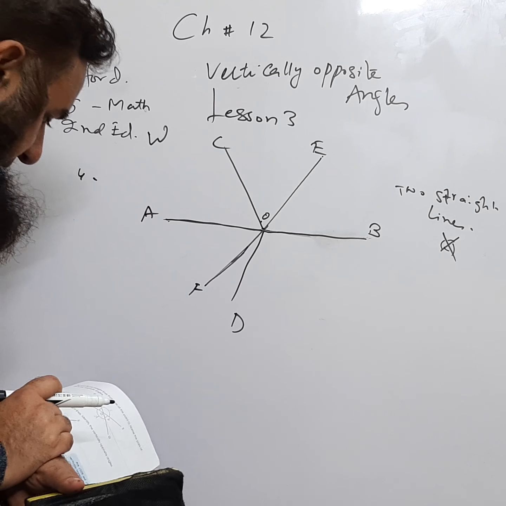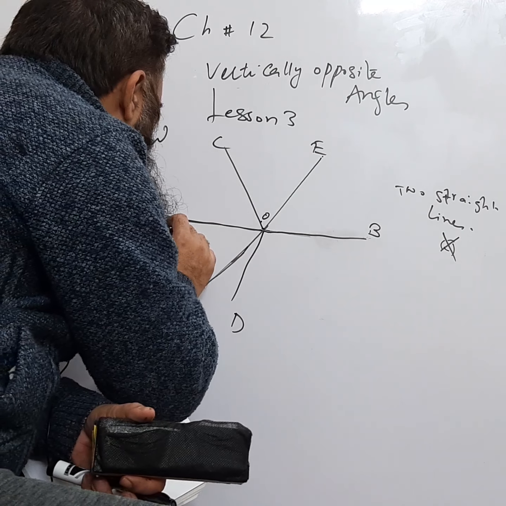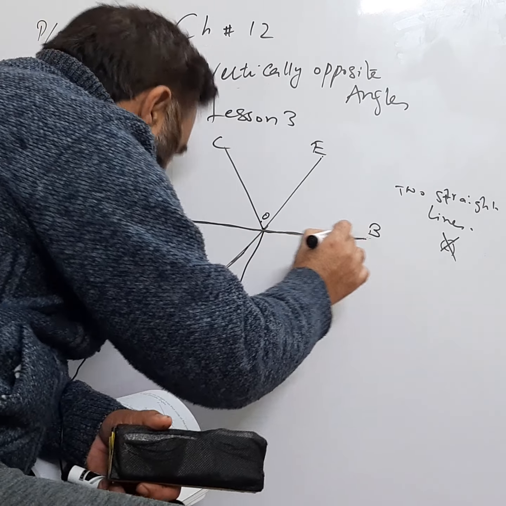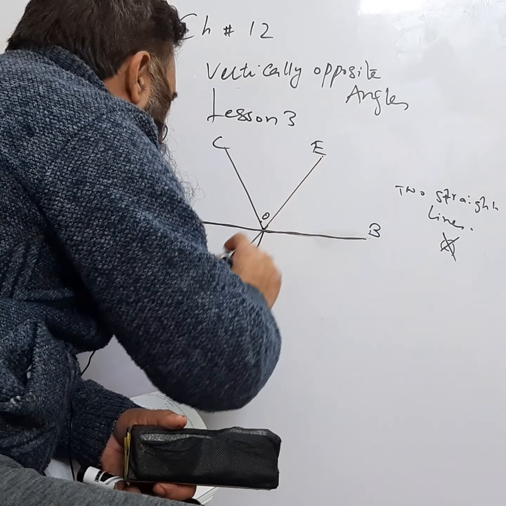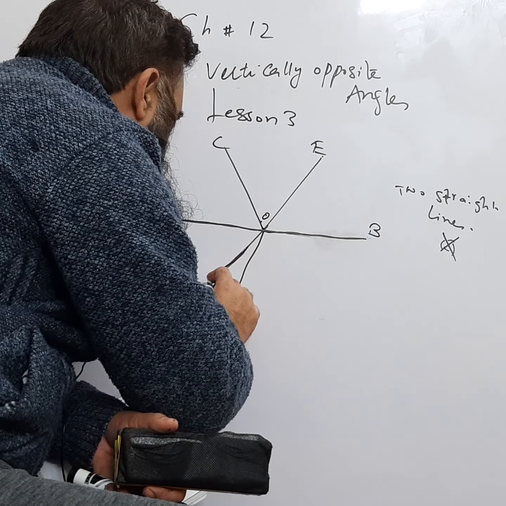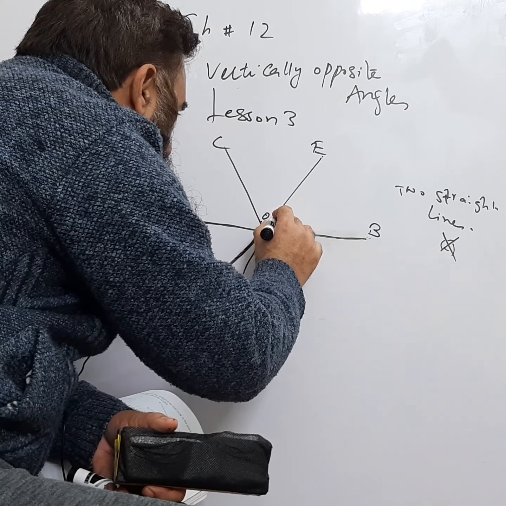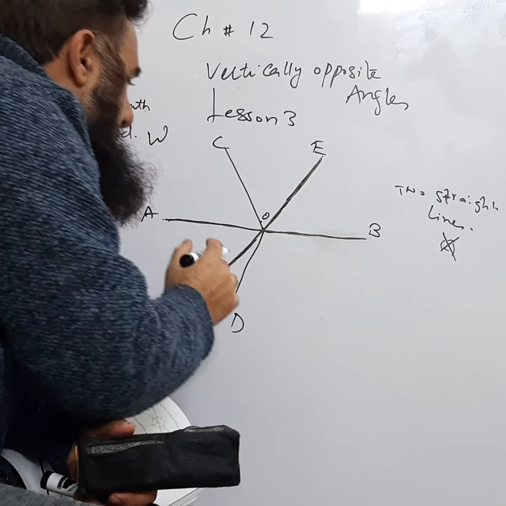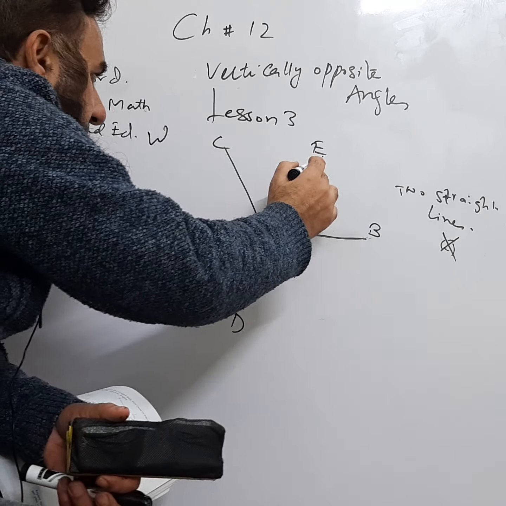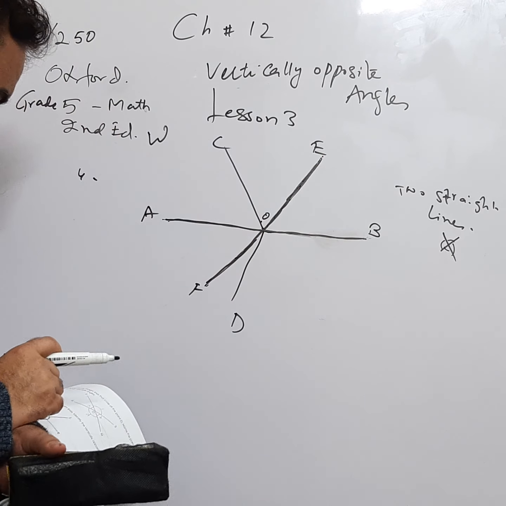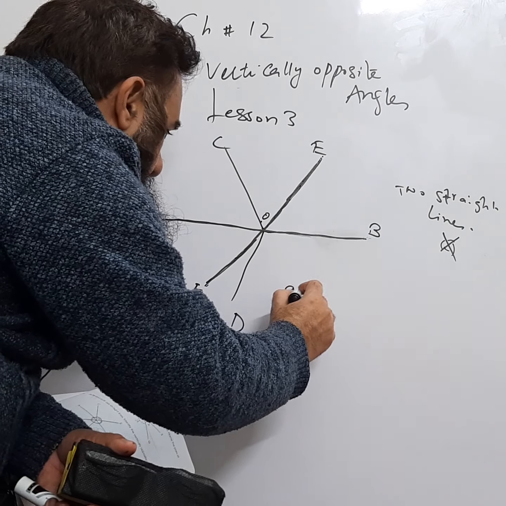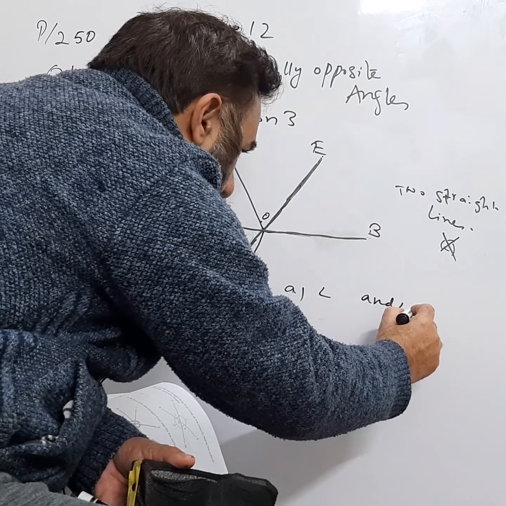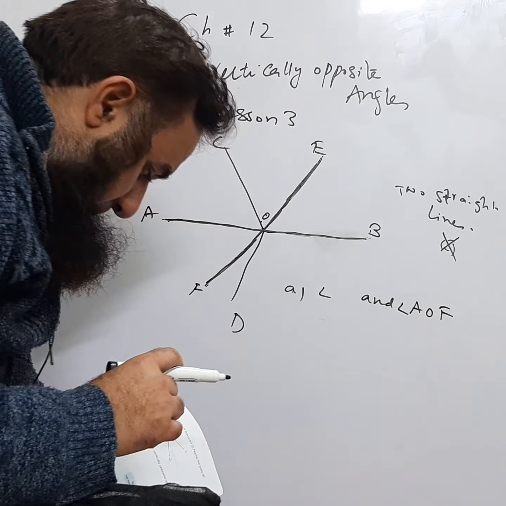So we know now they are saying AOB and EOF. AOB is this, the straight line. EOF, this is EOF, this one. I'm making it dark, okay, for your convenience. Okay, so basically these are two straight lines and they are forming X. This and this, okay, this is making X. Then they say part A is which angle and angle AOF are vertically opposite.